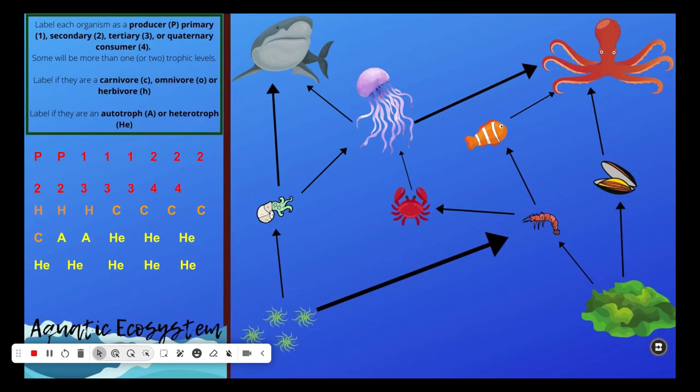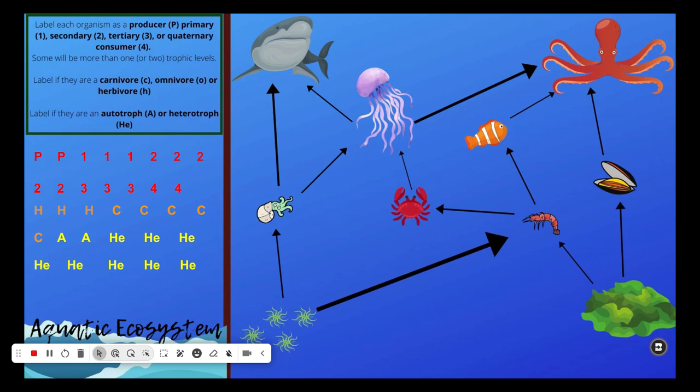It's the exact same thing, you guys. It just happens to be in an aquatic ecosystem instead. Okay, so again, the P represents producers. And then the 1, 2, 3, and 4 is just the level of consumer that they are in the food web. Carnivore, omnivore, herbivore. Okay, and then autotroph and heterotroph. If you can't remember those, carnivore, you're a meat eater, correct? Omnivore, you're eating both plants and meat. And an herbivore is just your plants.